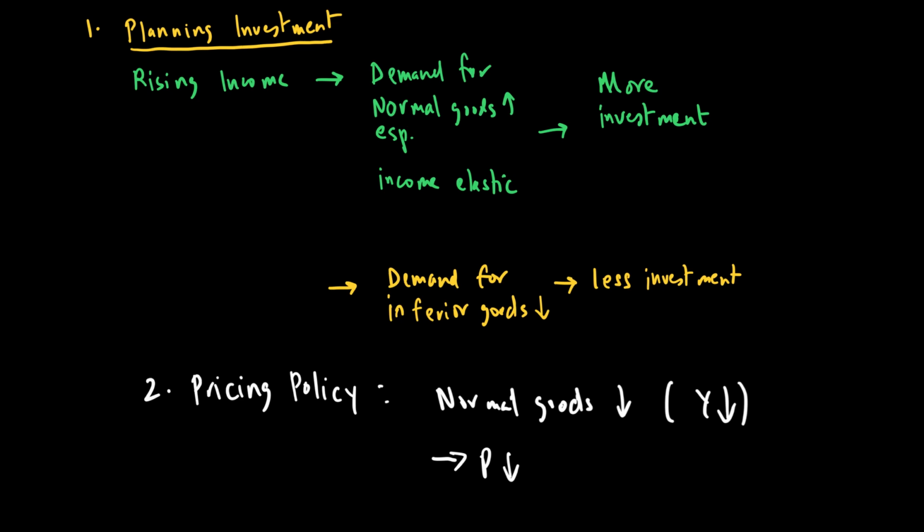Sometimes firms may give discounts in those times when they see the sales are not strong, and they want to get rid of the stock that they've bought, because that good might be normal in nature and incomes are falling, so people are not demanding that. So reductions in prices could be one of the strategies that can be followed.